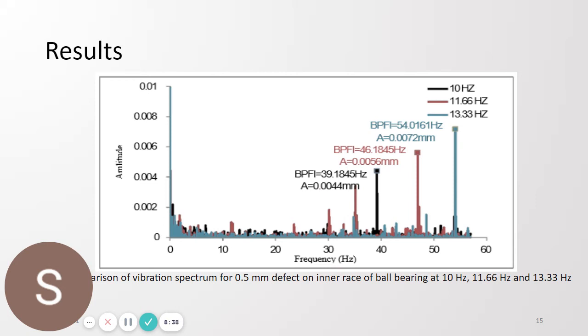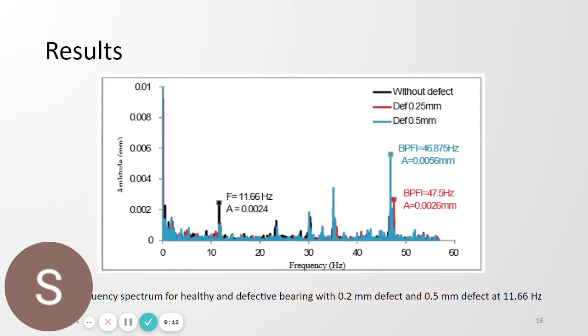So the results: we have the comparison of the vibration spectrum for a 0.5 mm defect of the inner race of the ball bearing at 10 Hz, 11.66 Hz, and 13.33 Hz against amplitude. The figure shows the comparison of experimental results. The calculated values of BPFI and the experimental values vary slightly due to fluctuation in input speed. But the vibration spectra show a dominant peak at BPFI, which is as reported in the available literature.